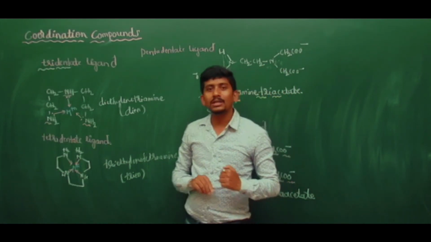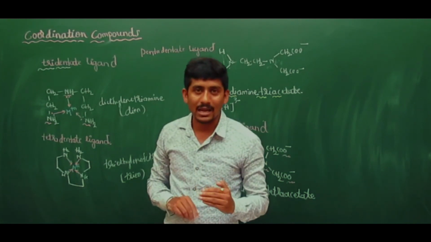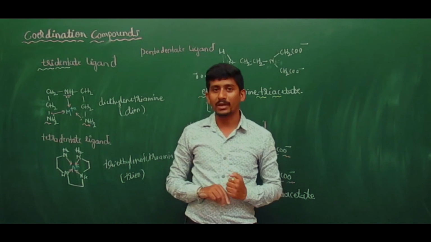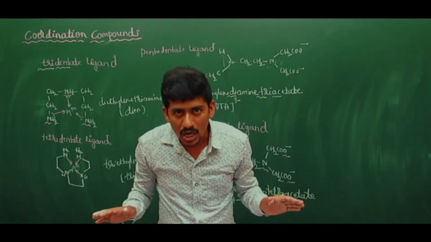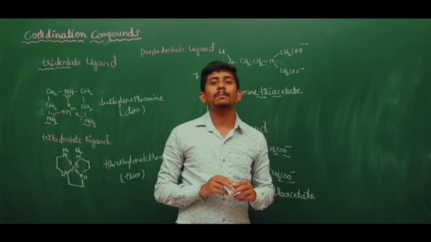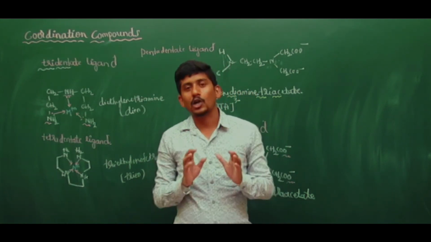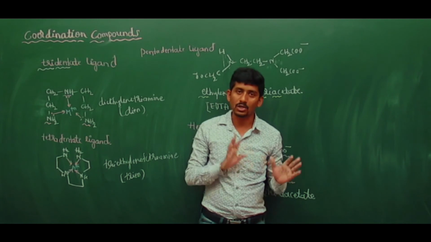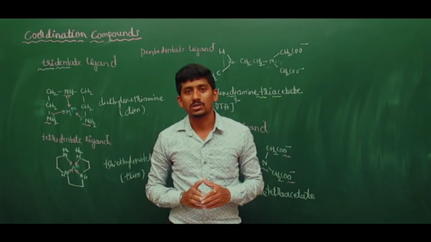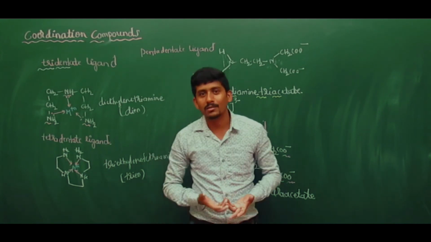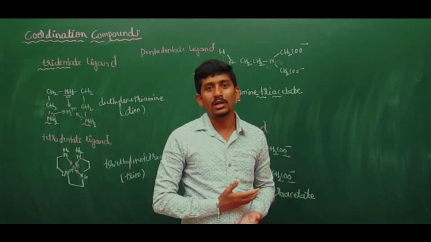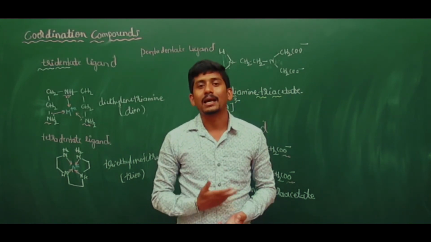If the coordination entity carries negative charge, it is an anionic complex. If it carries positive charge, cationic complex. If it does not carry any charge, it is a neutral complex, right? Then what is meant by ligands? Ligands are the ions or molecules that must donate a pair of electrons. To whom? To the central metal atom or ion, right? Those ions or molecules are called ligands.